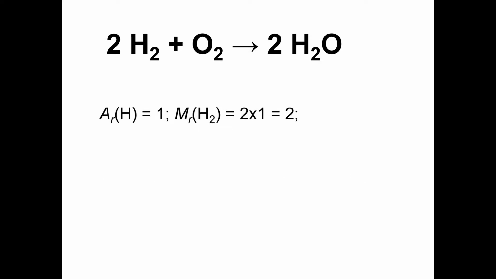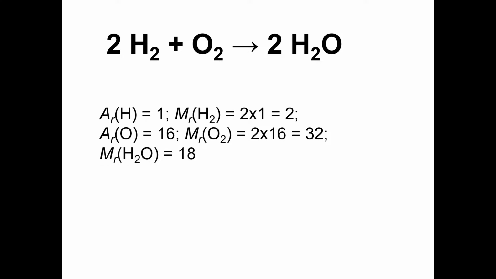Let's look at the Mr, the relative formula or molecular mass for hydrogen. Well, the atomic mass is 1. There are 2 atoms in each molecule. So the relative formula mass for a hydrogen molecule, therefore, is simply 2 times 1 to give us 2. The relative atomic mass of oxygen is 16. We can find this on our periodic table. The relative formula mass of a molecule of O2, oxygen, is 2 times 16, therefore 32. And the relative formula mass for water, H2O, is 2 times 1 plus 16, as we saw in our starter task, 18 in total.